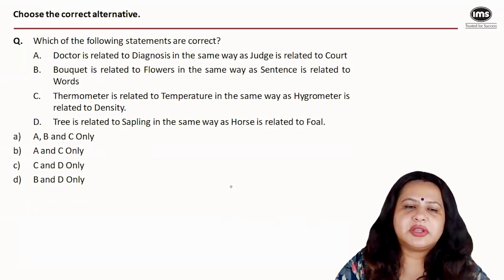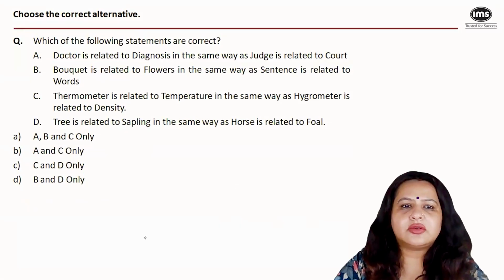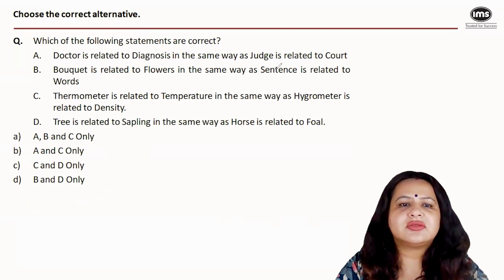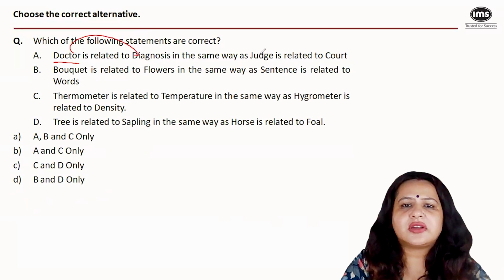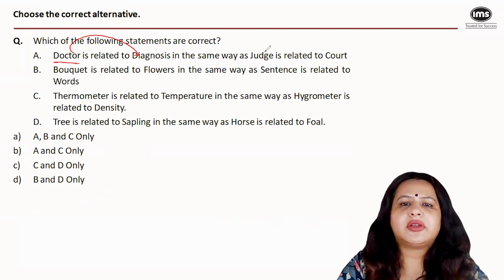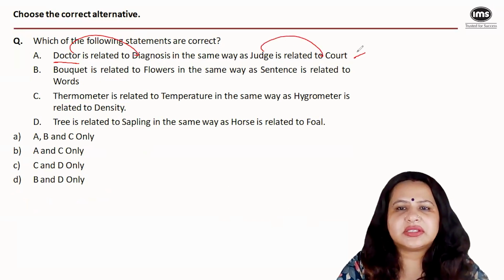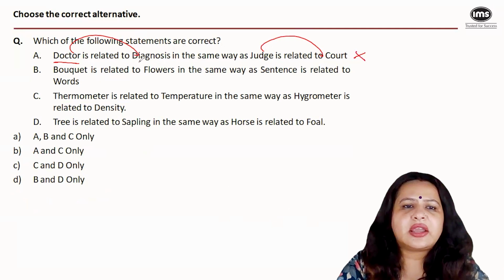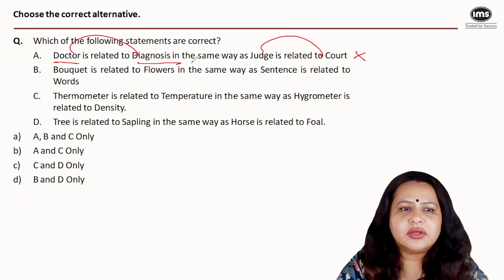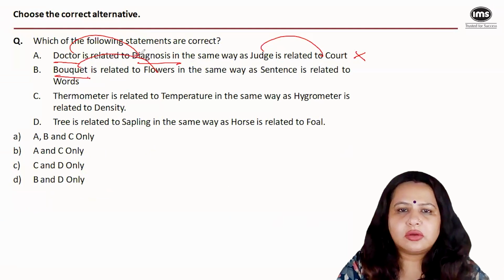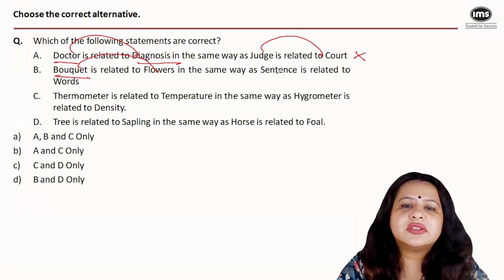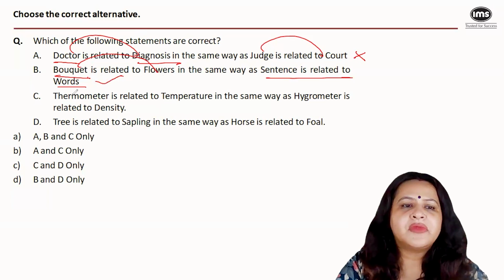Which of the following statements are correct? Doctor is related to diagnosis in the same way as judge is related to court. So see, doctor's function is to diagnose, judge's function is to give a verdict, right? But not the court. Both of them are places, right? The person and the place. Diagnosis is not a place, so A is out. Bouquet is a bunch of flowers, so the group of flowers is called bouquet. In the same way, the group of words is called a sentence, which makes B the right one.